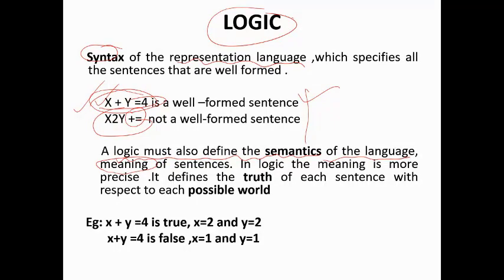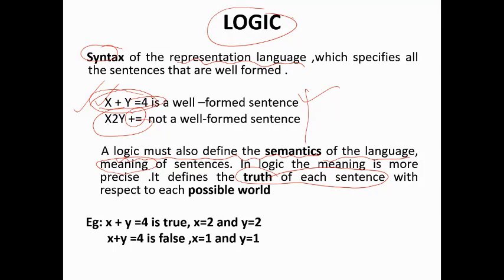And in logic, the meaning is more precise, very clear. So the meaning must be very clear also. And it defines the truth of each sentence with respect to each possible world. So the truth of sentences is the guaranteed definition. So logic defines the truth of each sentence with respect to each possible world. We will see some other examples in the next slide. That's okay. So let's move on.